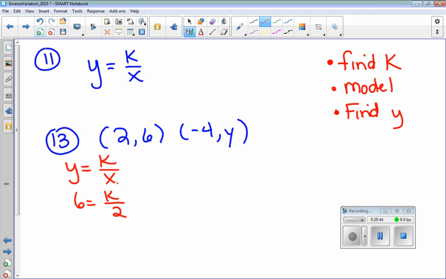Okay? I just used my 2 and my 6. I plugged a 6 in for y and a 2 in for x. And now I have to multiply both sides by 2 to get rid of the 2, and k is 12. So I've done step 1. I found k. What's step 2? Find a model. What's my model?